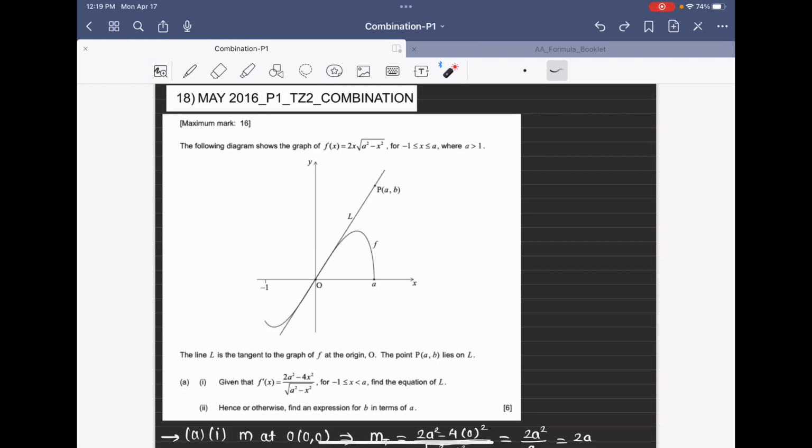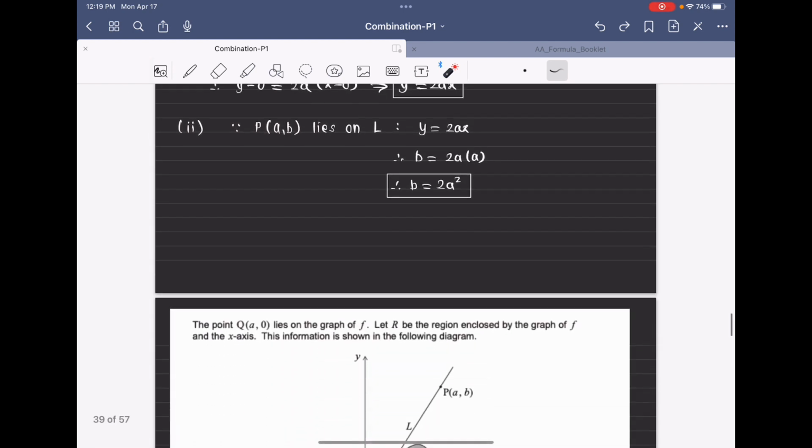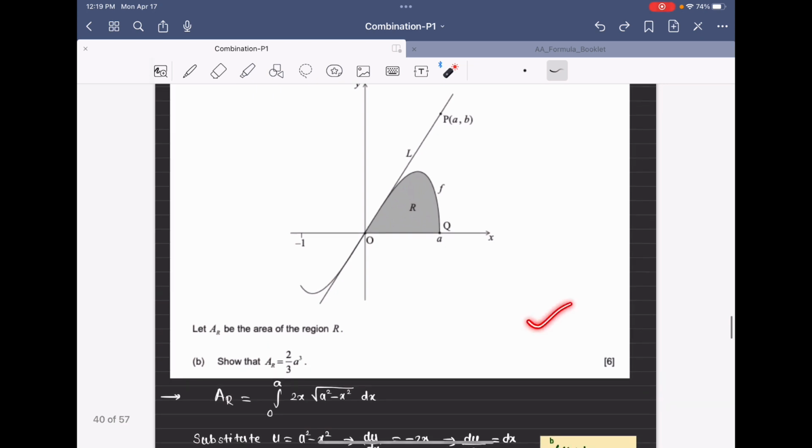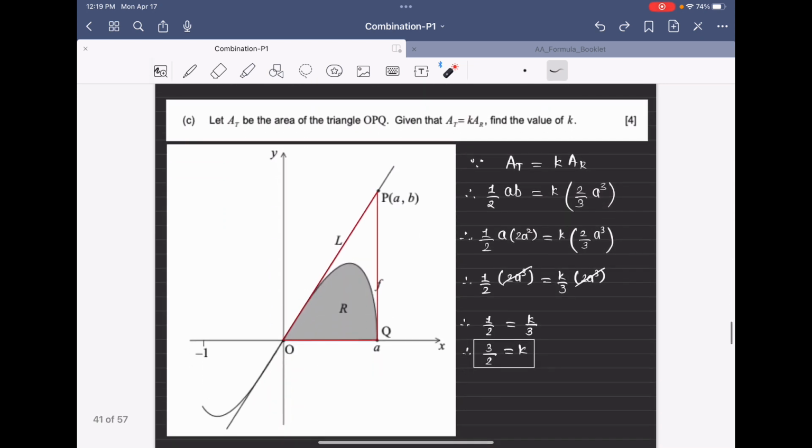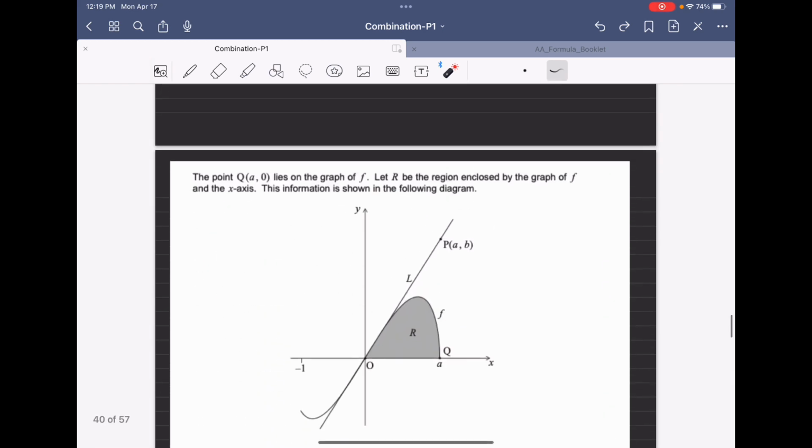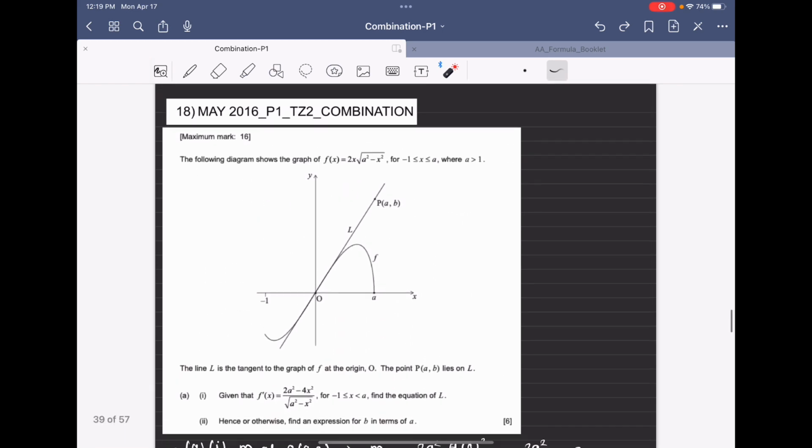May 2016 paper 1 time zone 2 combination. This problem will cover derivative, that is equation of a tangent, then definite integration, then again equation of a tangent as well as the definite integration. So let's start with the first one.